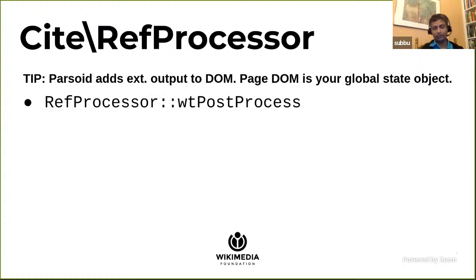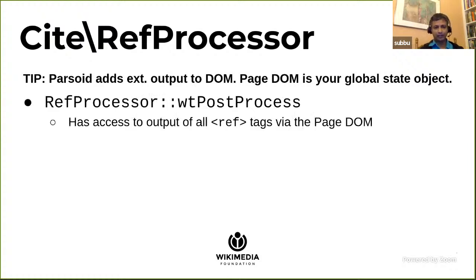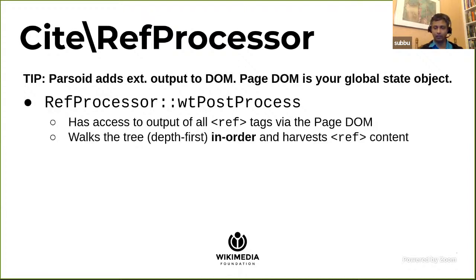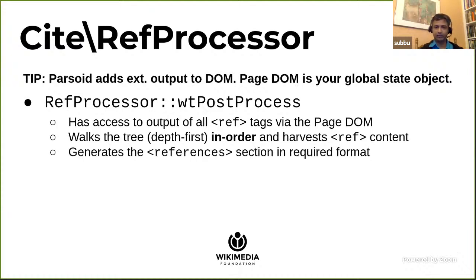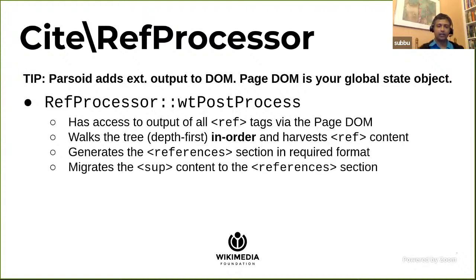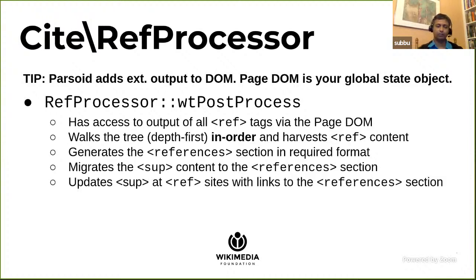So what does the ref processor do? Given that it has access to the output of all ref tags, it walks the tree in order and harvests all the ref content. It generates the references section in the required format, whatever tags it needs to generate. And it migrates the SUP content from where it showed up to the references section and updates the SUP at the ref sites with links to the references section.